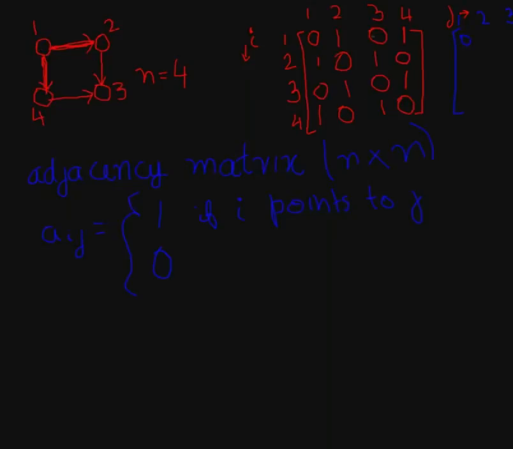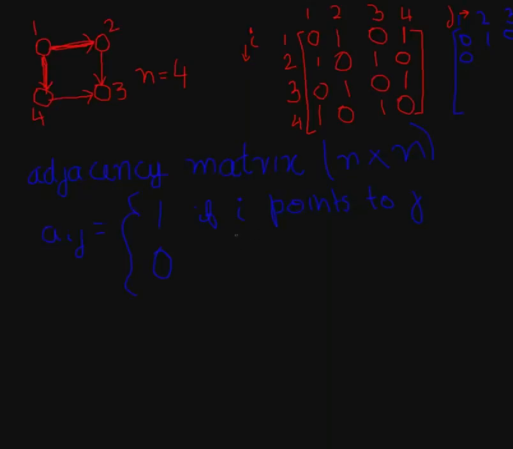Node 1 does point to node 2, so the value is going to be 1. Node 1 is not even connected to node 3, so the value is going to be 0. And node 1 does point to node 4, so the value here is going to be 1. Then we come to node 2. Now node 2 does not point to node 1, so the value here is going to be 0. And here we see our first difference. There's a 0 over here, but there's a 1 over here. And the reason is the definition that we changed.